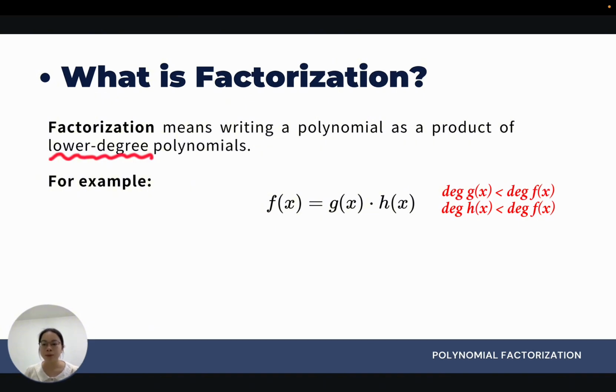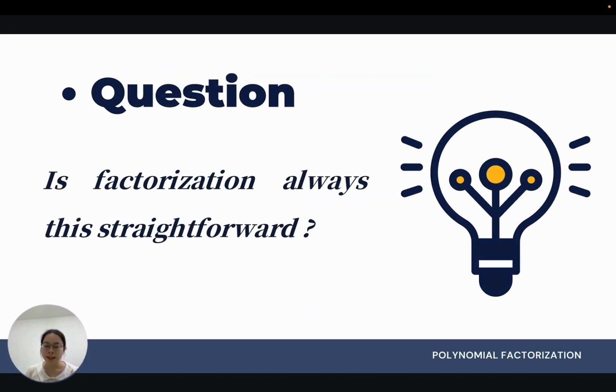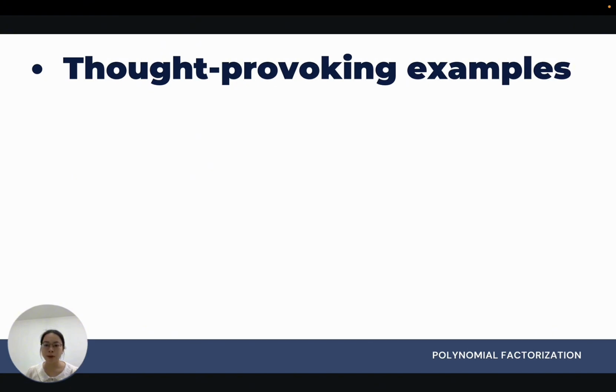Let's look at two basic examples. x squared minus 1 equal to (x minus 1) times (x plus 1), and x squared plus 5x plus 6 equal to (x plus 2) times (x plus 3). These seem very simple and straightforward, right? However, are all factorizations as obvious as this? Now, let's consider two more thought-provoking examples.